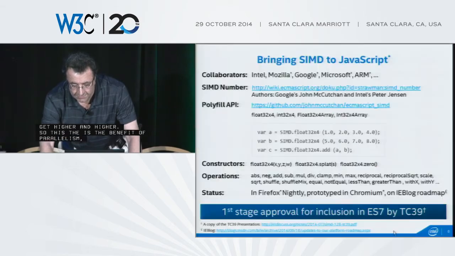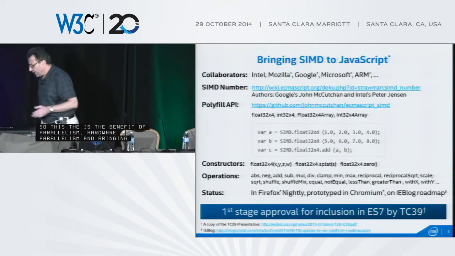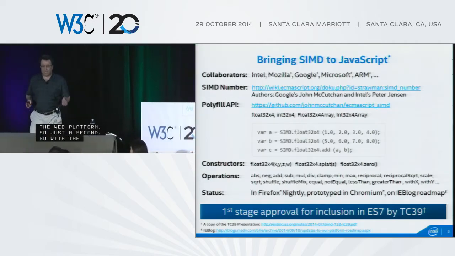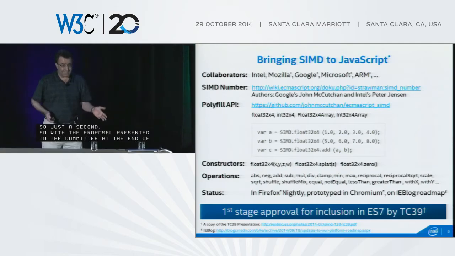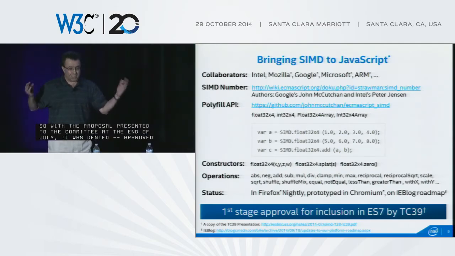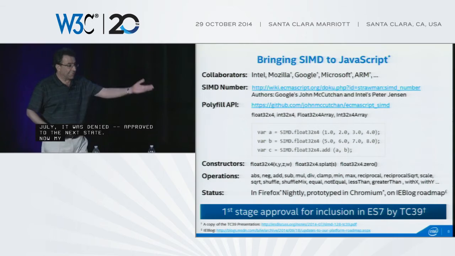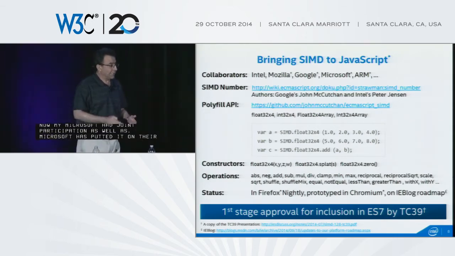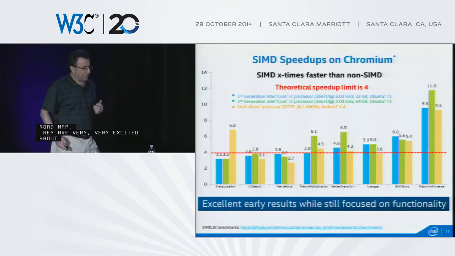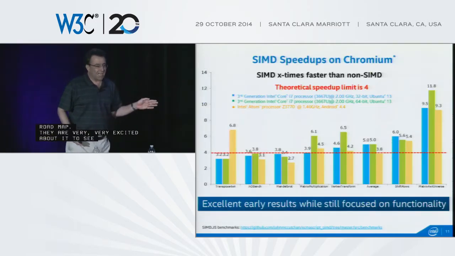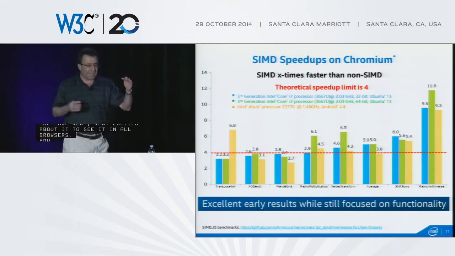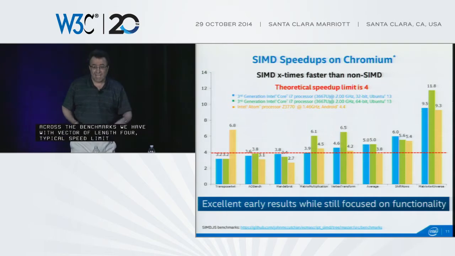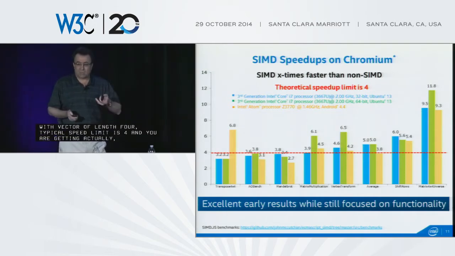So just a second. The proposal was presented to the TC39 committee at the end of July. It was unanimously approved to advance to the next stage. Now, Microsoft has joined participation as well as ARM. Microsoft has actually put it on our IE roadmap. We are very, very excited to see that in all browsers. You saw all these demos. Across the benchmarks that we have, with a vector of length 4, the theoretical speed limit is 4, and you're getting very, very good numbers. So these are essential for high-performance libraries.